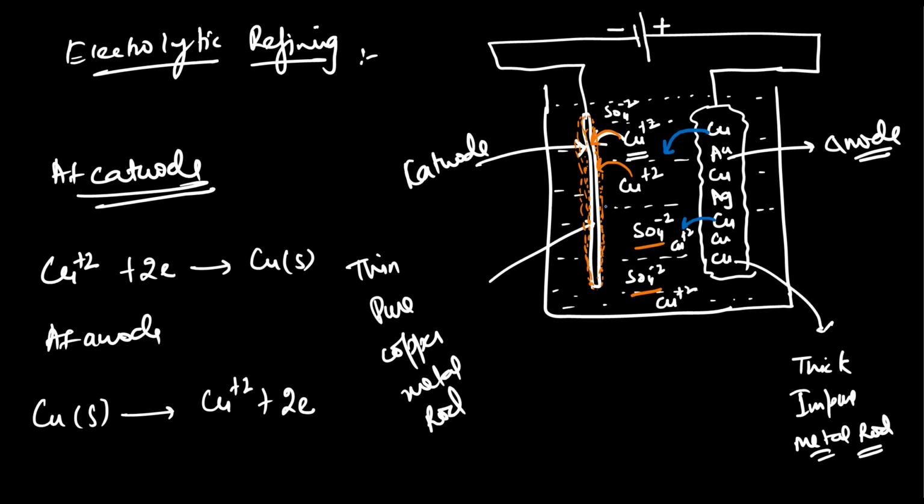After some time, what about the sulfate ion? Au and Ag will not lose electrons. After some time, you will find that each and every copper atom will move first into this electrolyte, and then from the electrolyte it will move into this one. You will find that after some time, this rod will become thicker and thicker.